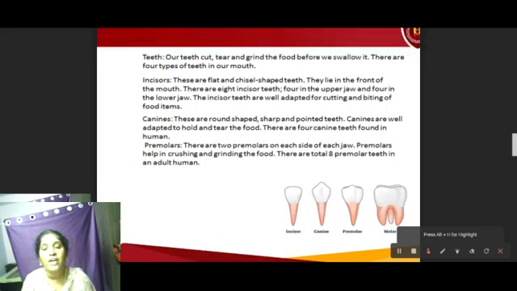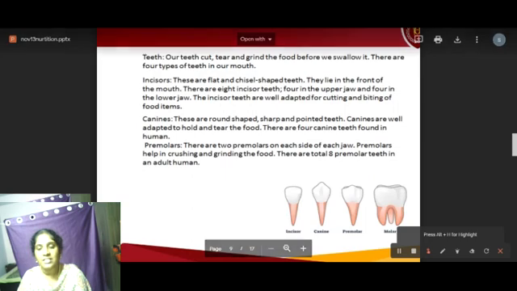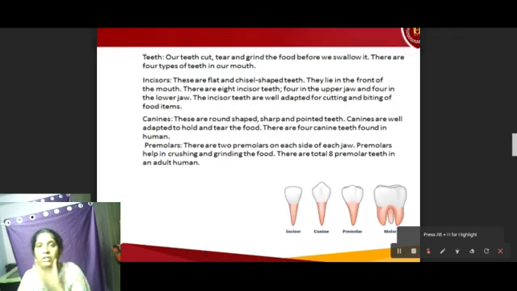So we have 4 different types of teeth in our mouth. The first one is the incisors. These are the incisors. These are flat, chisel-shaped teeth. They lie in front. Just open your mouth, you can see your incisors. There are 8 incisors, 4 on the upper jaw and 4 on the lower jaw. The incisor teeth help in cutting and biting the food items.